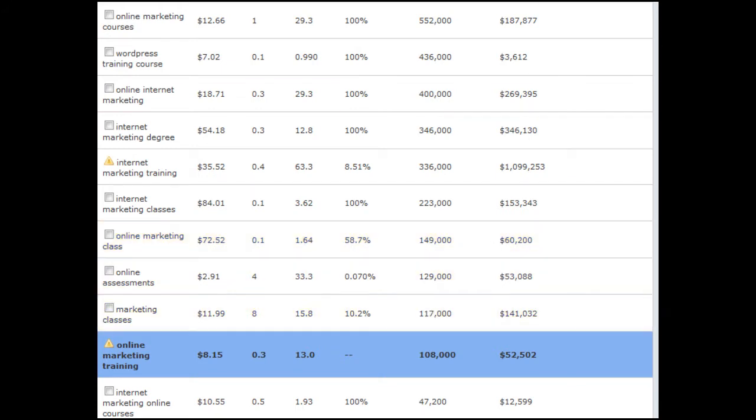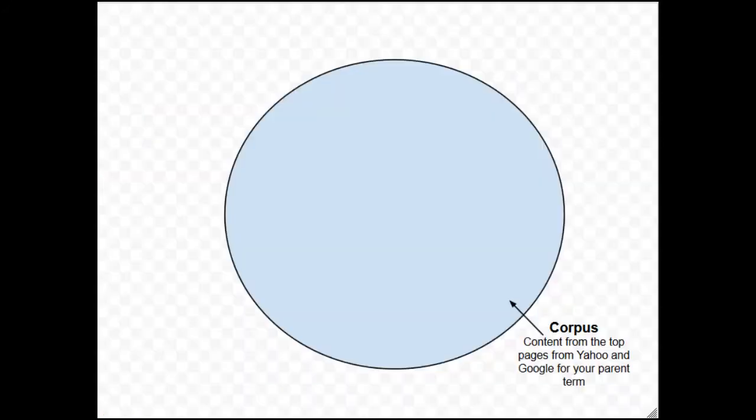Okay, so let's take a look at it from a visual perspective for a moment with graphics, because I think everybody thinks better that way. So, corpus. Let's start with this idea of a corpus. It's a fancy word for a collection of documents. A corpus can be anything. It can be any collection of documents.